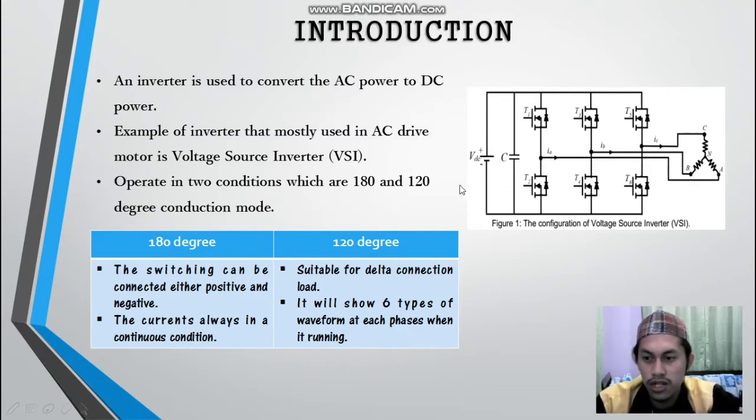So the VSI will operate in two conditions, which are 180 degree conduction mode and 120 degree conduction mode. Between these two, there are several differences. First of all, for the 180 degree, the switching can be connected to either positive or negative. Next, the current is always in a continuous condition. Okay, for the 120 degree, the connection is suitable for delta connection load, and it will show six types of waveform at each phase when it is running.